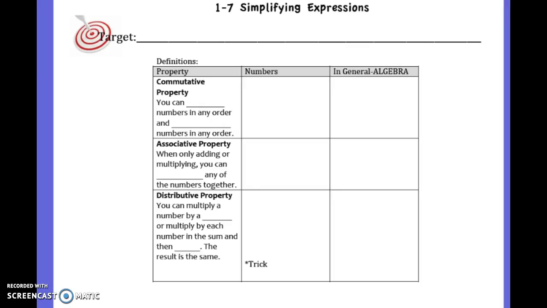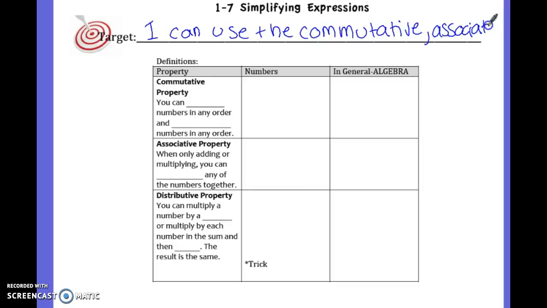All right, today we're going to do 1-7, simplified expressions. And your target is: I can use the commutative, associative, and distributive properties.